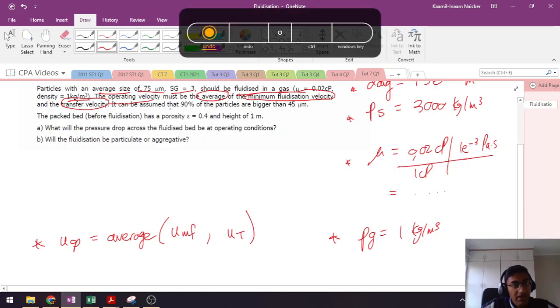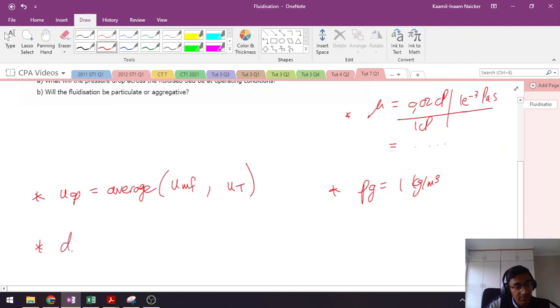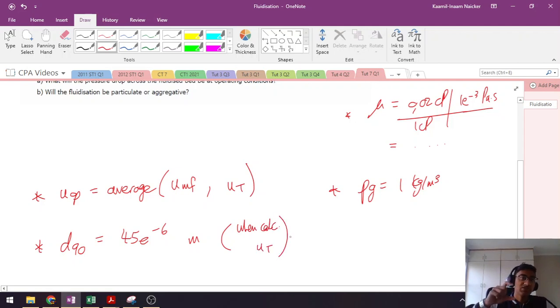It can be assumed that 90% of the particles are bigger than 45 micron, and we call this the D90 value. The D90 is equal to 45 times 10 to the minus 6 meters. What that means is 90% of the particles are bigger than that size, and the place where you use it, I'll make a mark here for now so you can also make a mark in your notes, is when calculating UT, the transfer velocity. The transfer velocity is the velocity you must reach in order for particles to be transferred out of your reactor.